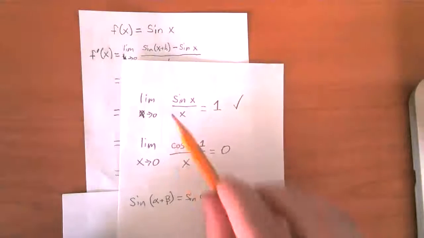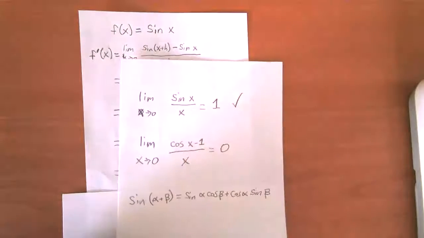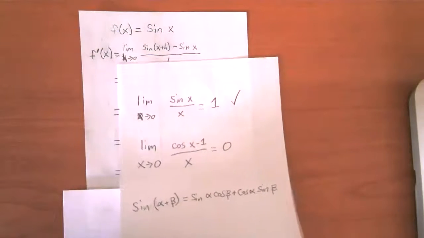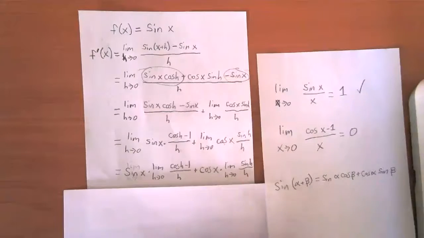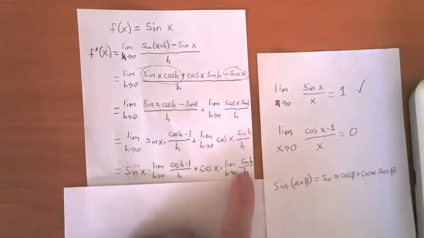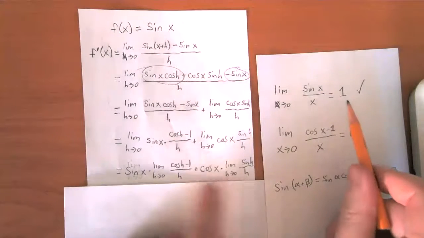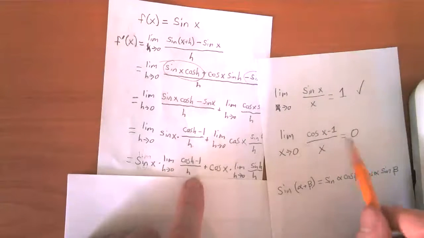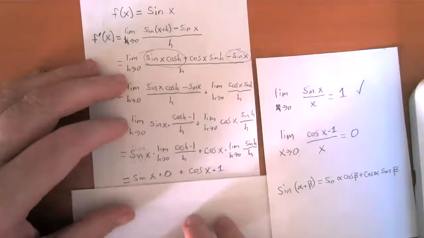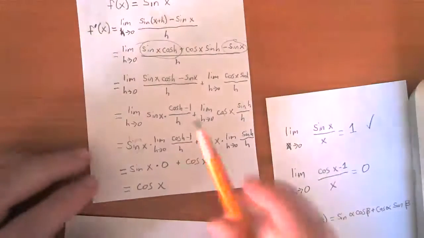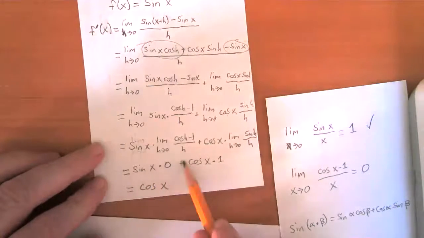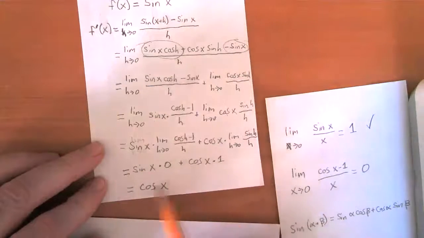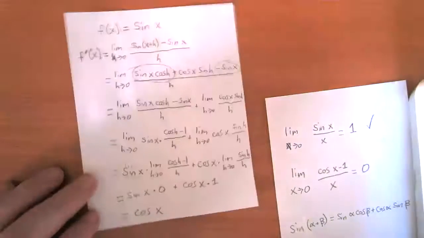And what you're about to see, if you are wondering why we focused on these two specific limits when we were practicing limits back in the limit unit, is that we need them for this exact video. So the limit as h approaches 0 of sine h over h, I know that's equal to 1. And the limit as h approaches 0 of cosine h minus 1 over h is equal to 0. So I can just substitute those values in, and that becomes sine x times 0 plus cosine x times 1. Sine x times 0 goes away, and cosine x times 1 is equal to cosine of x.